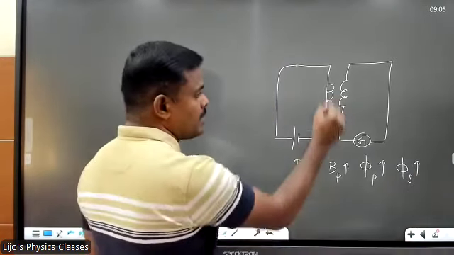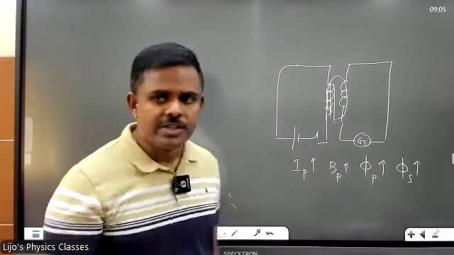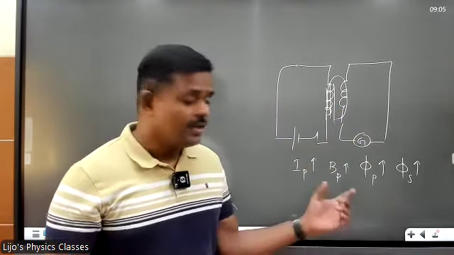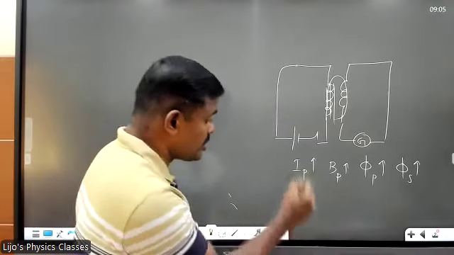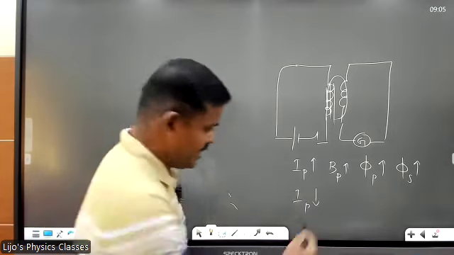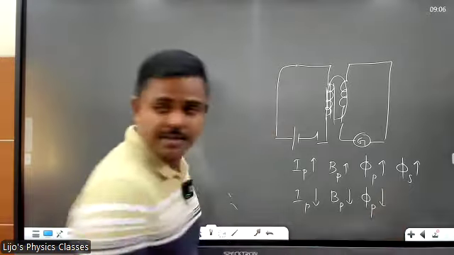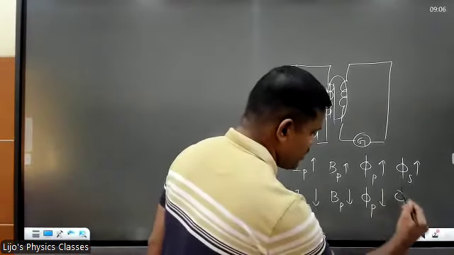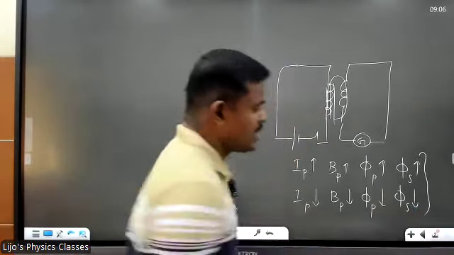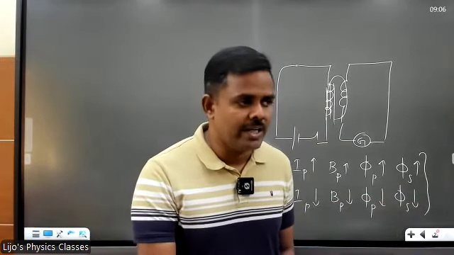Because a part of the primary flux is shared with the secondary. Similarly, when you switch it off, what happens? IP decreases, so flux in the primary decreases, and flux in the secondary also decreases. As you can see, there is a change, so an EMF is developed. This phenomenon is called mutual induction.